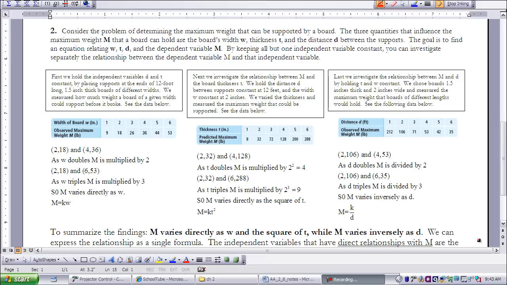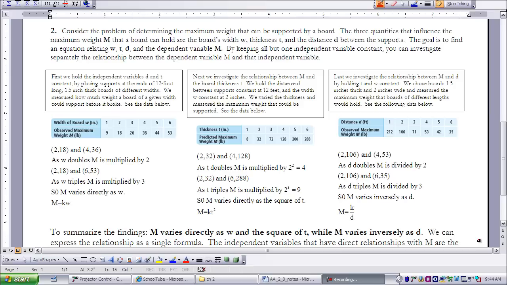There are three quantities that influence the maximum weight. Let me read that again. The three quantities that influence the maximum weight m that a board can hold are the board's width, thickness, and distance between the supports. So the goal is to find an equation relating weight, thickness, and distance, or W, T, and D, and the dependent variable M. By keeping all but one independent variable constant, you can investigate separately the relationships between the dependent variable M and that independent variable.